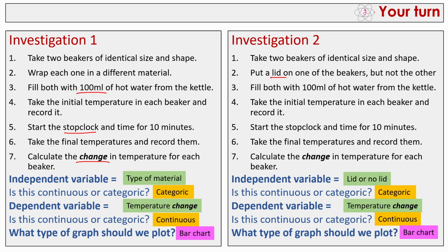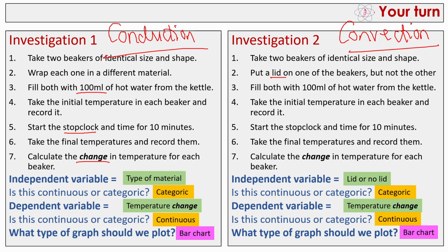The reason this is useful is I can then point out that this particular practical here is looking at reducing conduction because we're using materials which have different conductivity, and this one here is looking at reducing convection because we're either putting a lid on or not a lid on. And I can do a third one where they wrap the beaker either in black card or silver foil, and then we can look at how they reduce radiation.